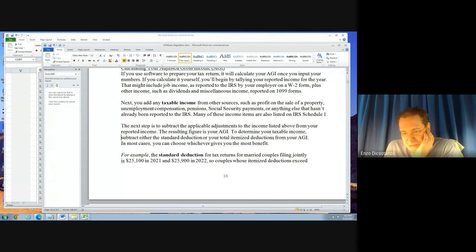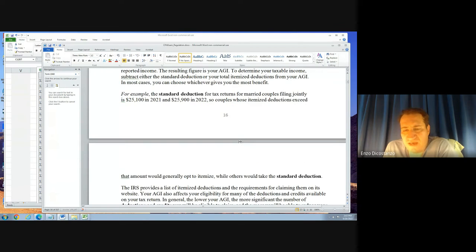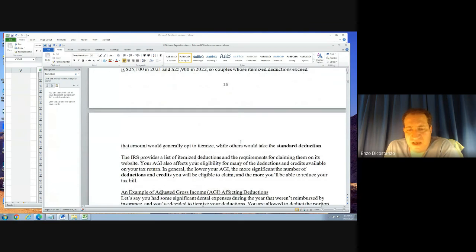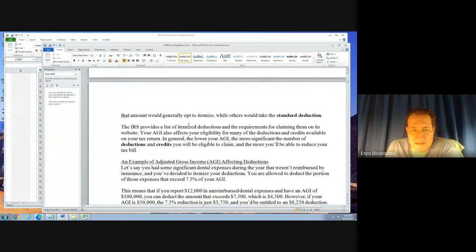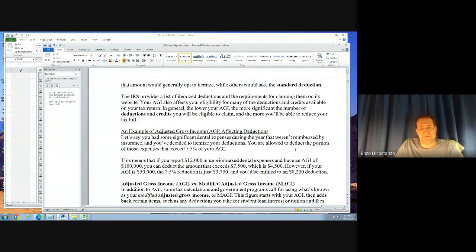The standard deduction for married couples is 25,100 in 2021, 25,900 in 2022. So couples whose itemized deductions exceed the amount will generally opt to itemize, while others would take the standard deduction. So again, if your verifiable deductions are bigger than 25,000, let's say, or whatever it might be, then you're probably going to itemize. The IRS provides a list of, and actually this is the problem that we're going to work out in Excel. It says the IRS provides a list of itemized deductions and the requirements for claiming them on its website.